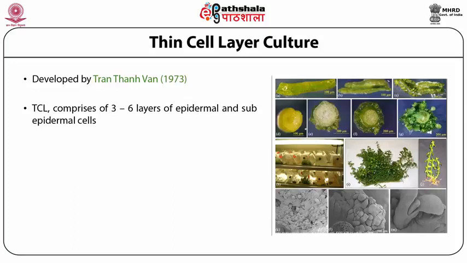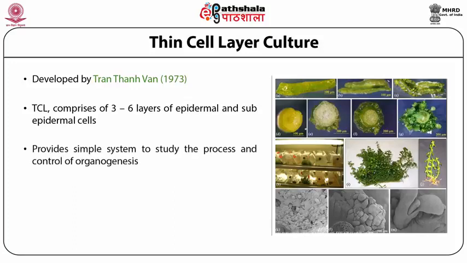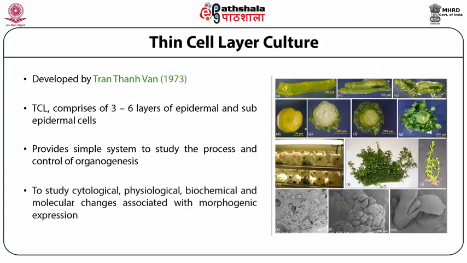Now the whole objective of doing this study is to study the process and control of organogenesis. What is it that controls it? What happens at the cell level? So to study the cytological, physiological, biochemical and molecular changes associated with morphogenic expression, this is a very important tool. Earlier, the studies were more confined to morphological and physiological studies, but then they were also aided by scanning electron microscope and so on.